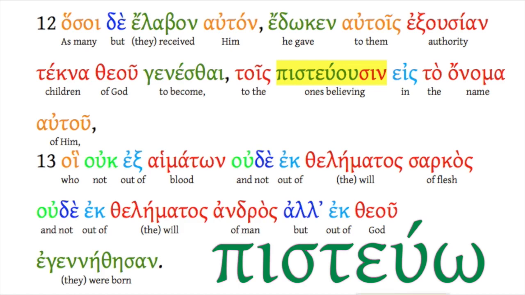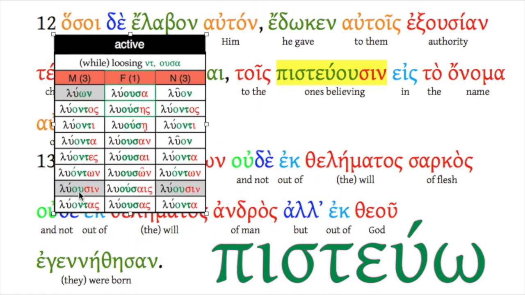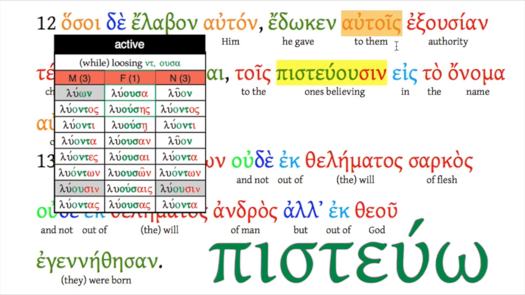And you recognize that ending perhaps here as the dative plural. And in this case, notice it matches the article. Because it has an article, it's either adjectival or substantival. And in this case, the believing ones are modifying them. He gave to them authority. Who are they? They are the believing ones.